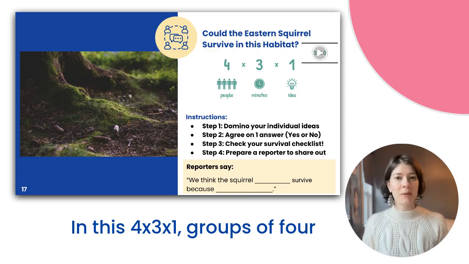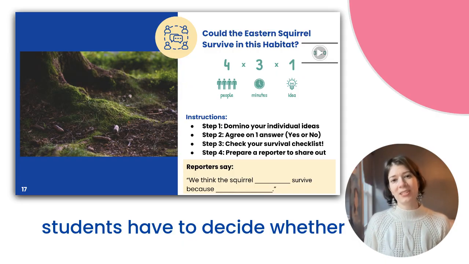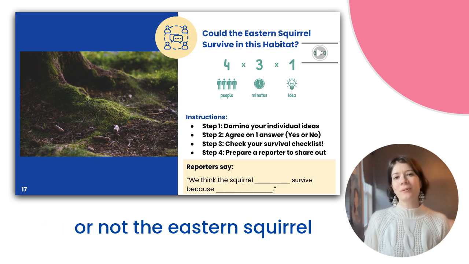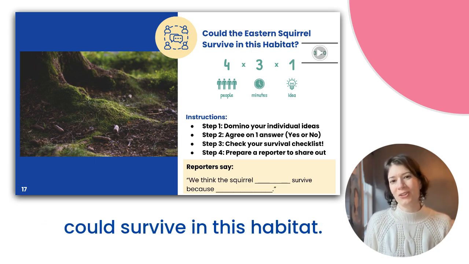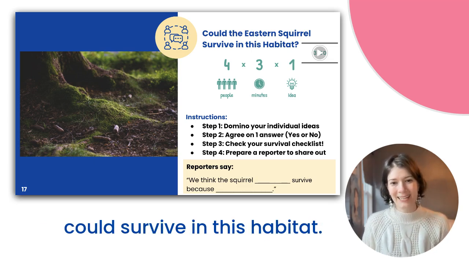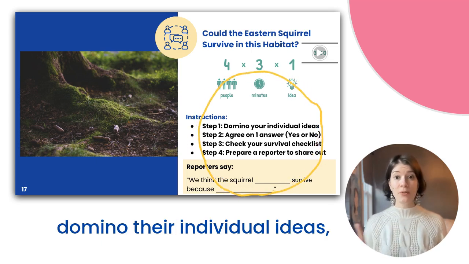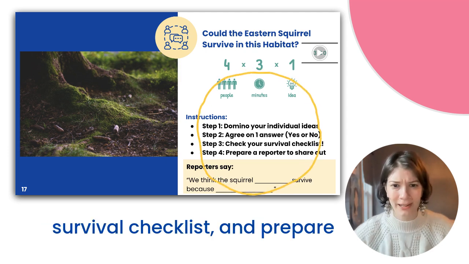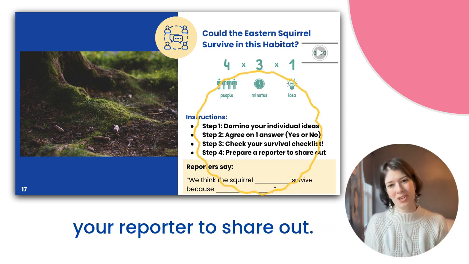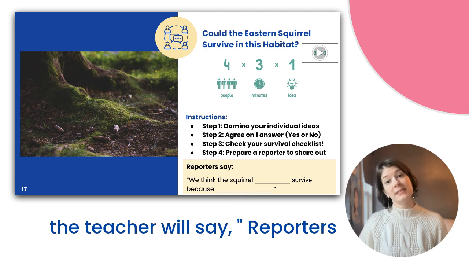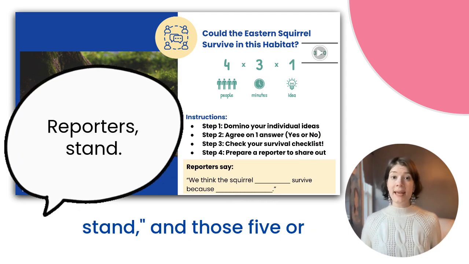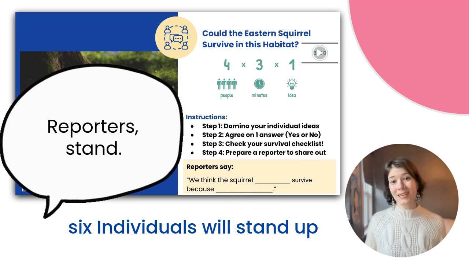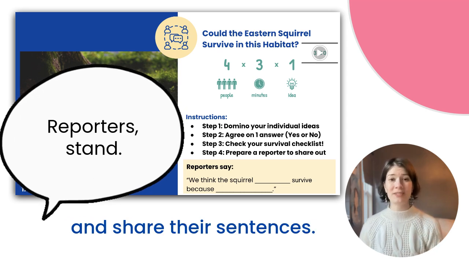In this 4 by 3 by 1, groups of 4 students have to decide whether or not the eastern squirrel could survive in this habitat. They have 3 minutes to domino their individual ideas, agree on one answer, check that survival checklist, and prepare your reporter to share out. At the end of that 3 minutes, the teacher will say, "Reporters stand," and those 5 or 6 individuals will stand up and share their sentences.